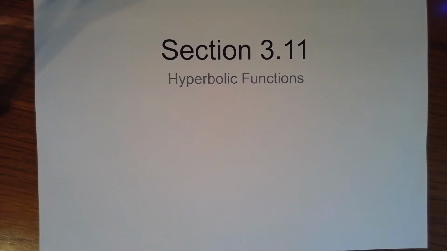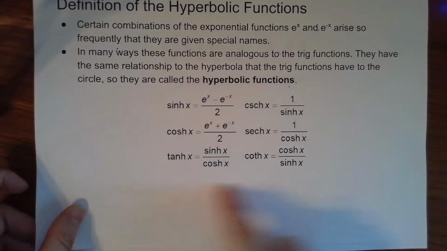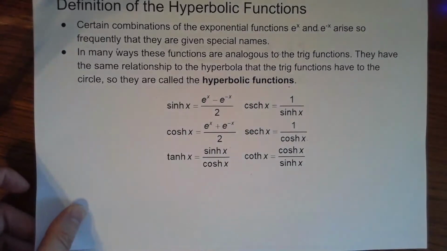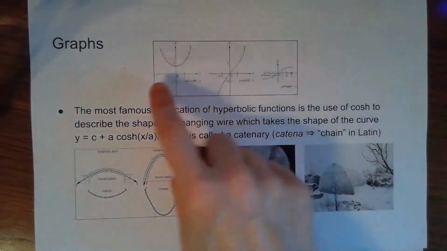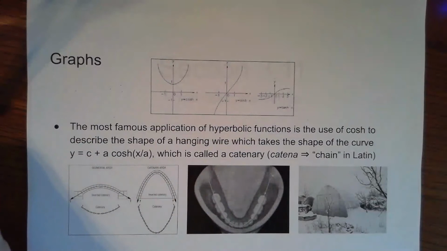All right, so remember that in section 3.11 we're talking about the hyperbolic functions. The hyperbolic functions were defined in terms of the exponentials, e to the x and e to the negative x, and the graphs of at least the hyperbolic cosine, hyperbolic sine, and hyperbolic tangent looked as follows. So today we want to look at the inverse hyperbolic functions.